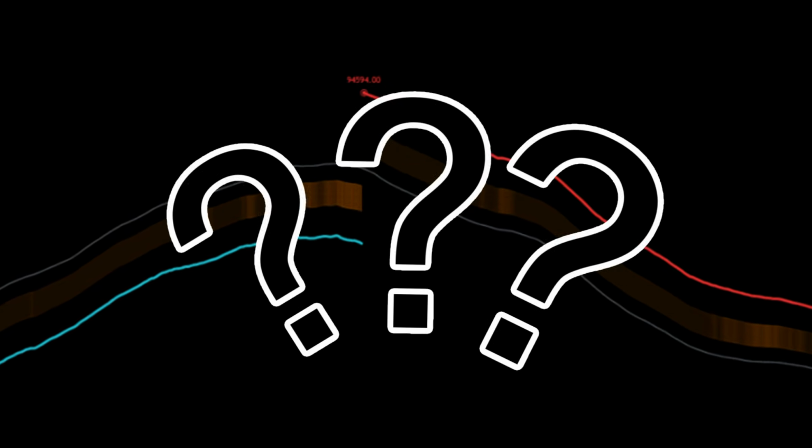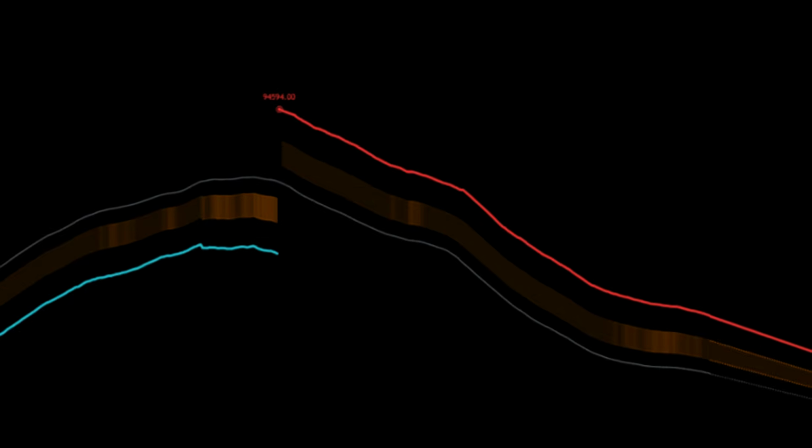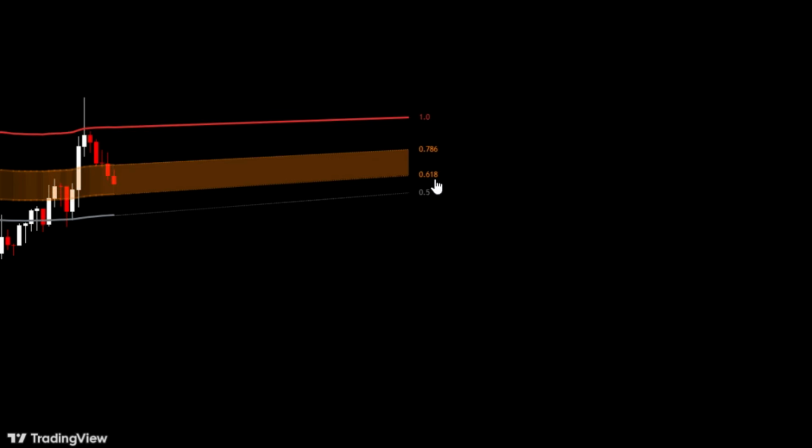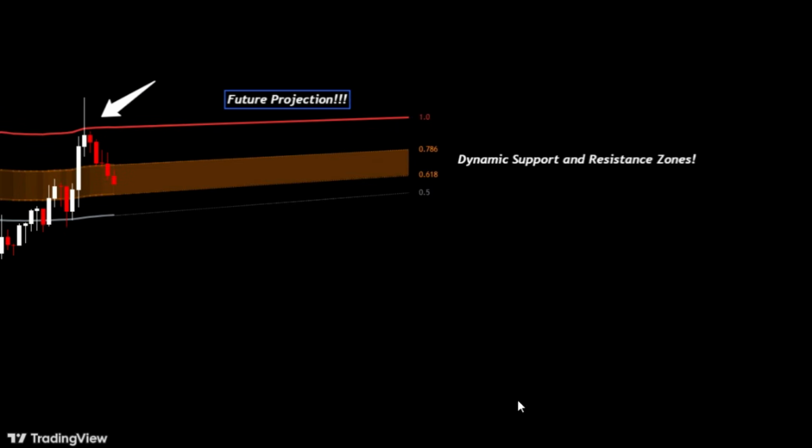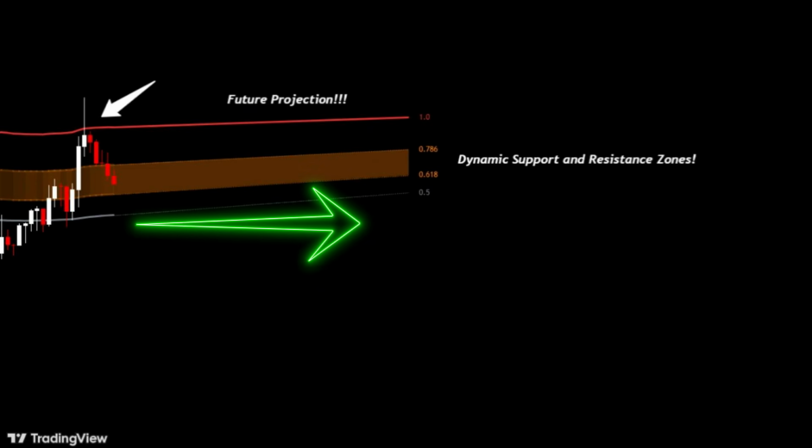Well, that might sound a little complicated, but it's actually very straightforward once you see it in action. These highlighted zones, or pockets, act as areas where traders may pay close attention. In an uptrend, they can represent potential support zones, while in a downtrend, they can represent potential resistance zones. Another feature I really like is that the indicator projects these levels forward on the chart, leaving a space ahead of current price action. This projection can help traders visualize potential areas of interest and plan their trades more effectively.